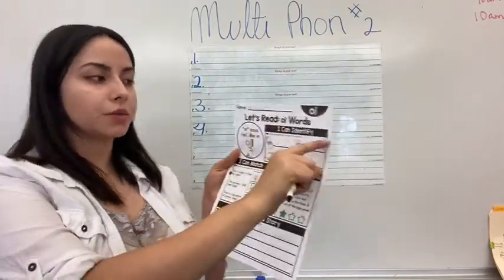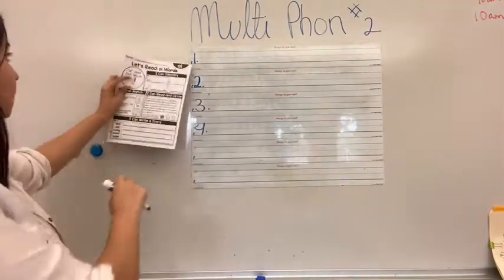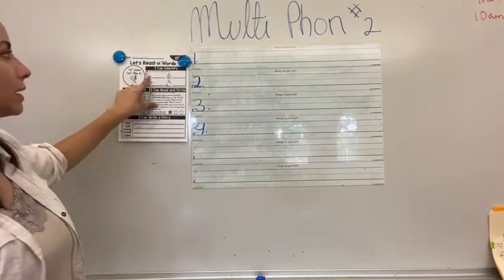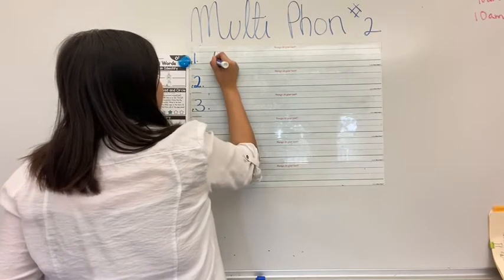All right, so let's start with the first part. It says, I can identify. Say each picture, write the word. Let me put this right here. So what is your first picture a picture of? A toilet. How would we spell toilet? Sound out.